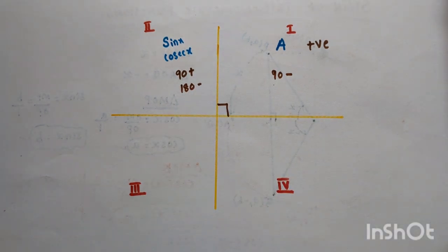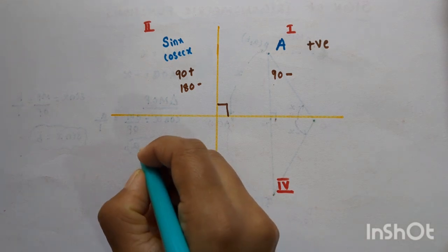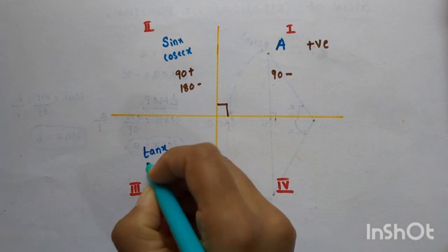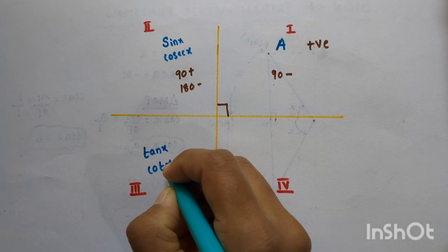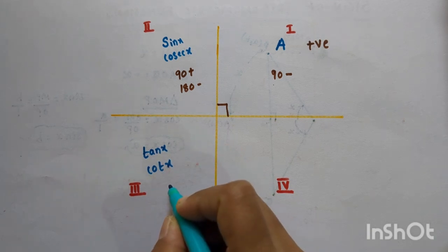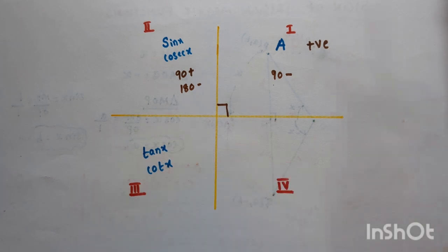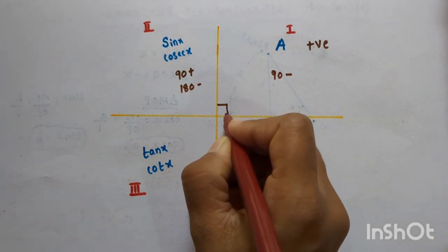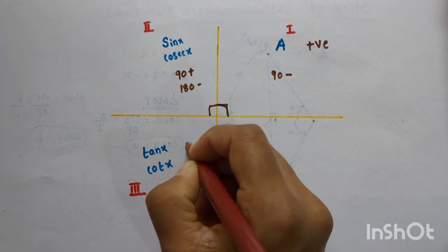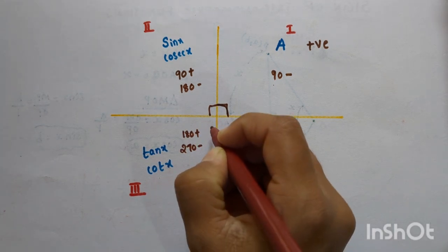Then when you consider the third quadrant, here the values of tan x and its reciprocal, which is cot x, will be positive, and all other functions will have negative values in the third quadrant. So third quadrant means, from here to here is 180. So this quadrant is actually 180 plus or 270 minus angle.